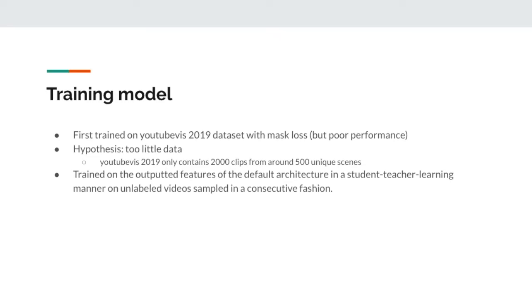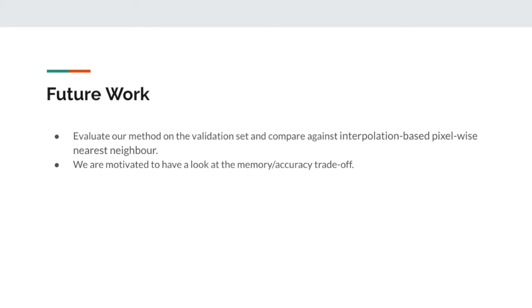That is why we currently try to train our model on the outputted features of the default architecture, so the features that are outputted by the pixel decoder. This way we can learn in a student-teacher manner, and we actually can learn on unlabeled videos. Future work, of course, states that we want to try to evaluate our method on the validation set and compare this against an interpolation-based pixel-wise nearest neighbor baseline. We are also motivated to have a look at the memory accuracy trade-off.